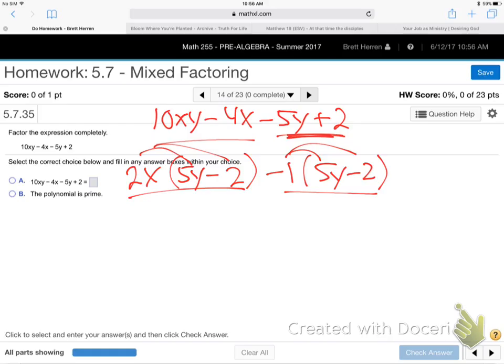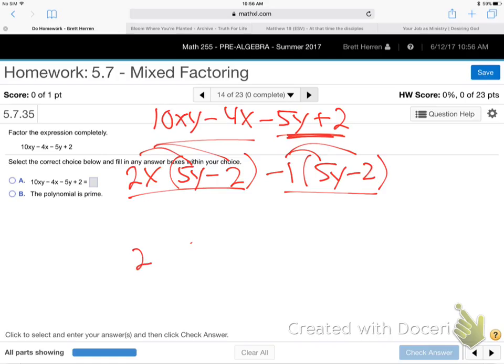Let me help right here. I know, in fact, a lot of people who really are doing very well get confused at this point and think it should be 5y minus 2 squared. I've seen that mistake a lot. Because they think, well, there's two of them. It's got to be squared. But that's not right. Let me show you why.